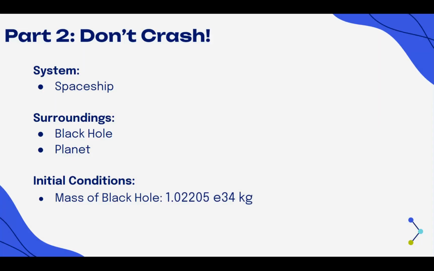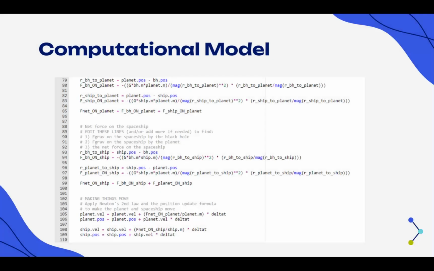In part 2 of this experiment, the system is a spaceship and the surroundings are the black hole and planet. The initial conditions showcase simply the mass of the black hole, which is 1.02 times 10 to the 34th kilograms. For a computational model, I first calculated all the forces acting on the planet and ship and used them to find the net force for each one.